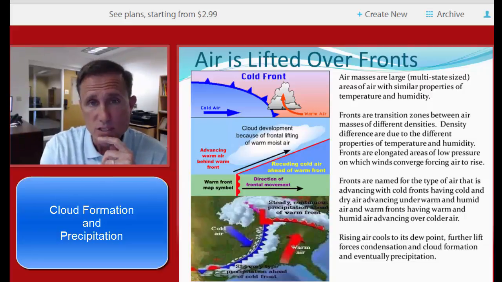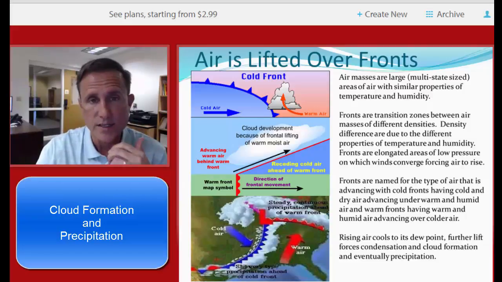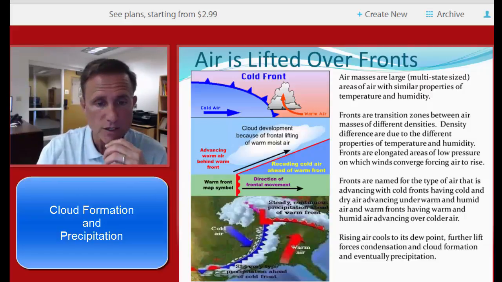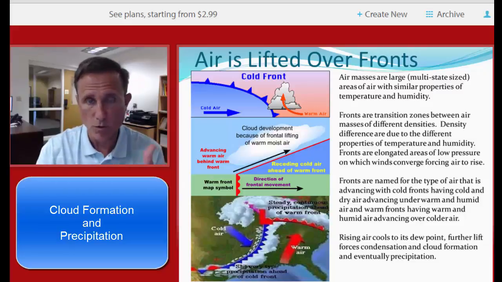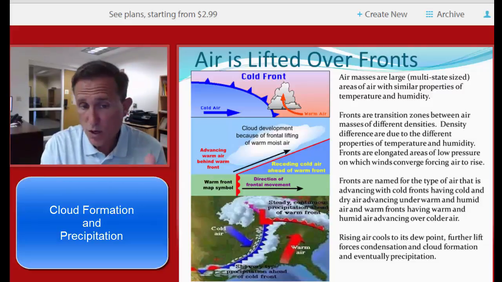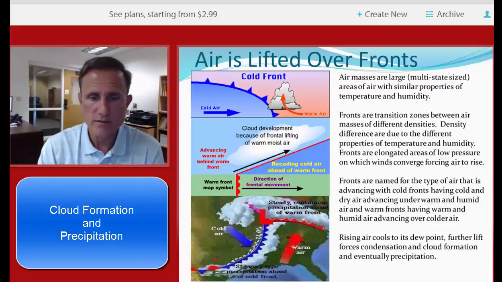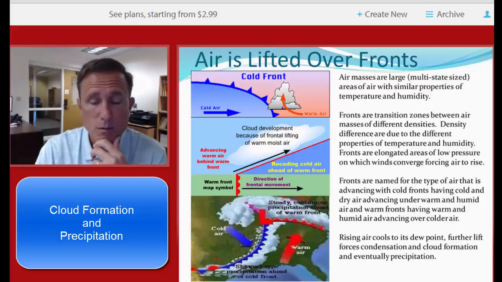And so cold, dry air is coming in from the northwest. It's converging with warm, moist air along the cold front coming in from the south and southwest. And then that south-southwest wind is converging at the warm front on the cold air to the north. So in both cases, the warm front and the cold front, air is forced to rise. So fronts are named for the type of air that is advancing, with cold fronts having cold and dry air advancing under warm, humid air, and warm fronts having warm and humid air advancing over colder air. Rising air cools to its dew point, further lift forces condensation and cloud formation, and eventually you get precipitation.